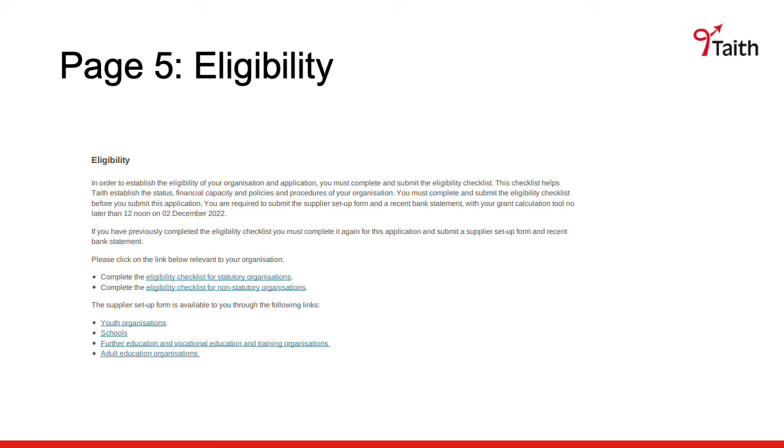In order to establish the eligibility of your organization and application, you must complete and submit the eligibility checklist. This list helps Tithe establish the status, financial capacity, and policies and procedures of your organization. You will also need to submit a supplier setup form and a recent bank statement with your grant calculation tool, no later than midday on the 2nd of December 2022.